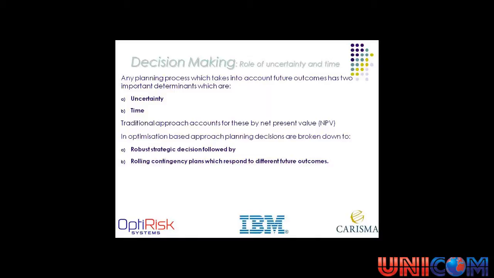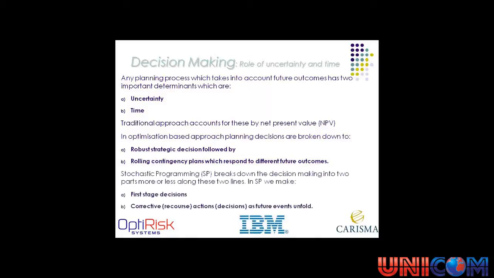And also this temporal separation, standing here, making decisions which will have realization in the future, is an important determinant. So what people have done, quite naturally, is to take a robust strategic decision now, followed by rolling contingency plans as different future outcomes unfold. One thing is we don't know what the future will be, and hindsight, as you know, is very well known. So the decision you take now is called the first stage decision, and this is within a framework of what we are going to present as a two-stage stochastic program or even a multi-stage stochastic program. And as the future unfolds, you take corrective action and you get a recourse action. And this is captured in the modeling paradigm.